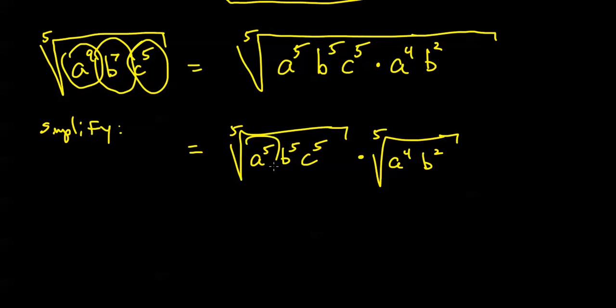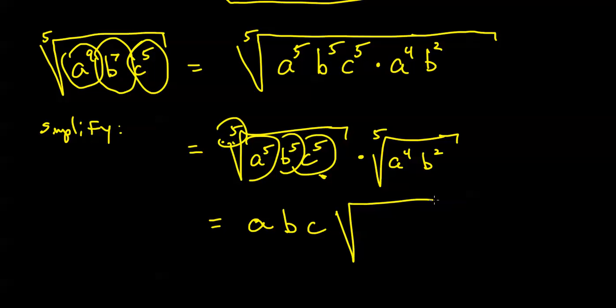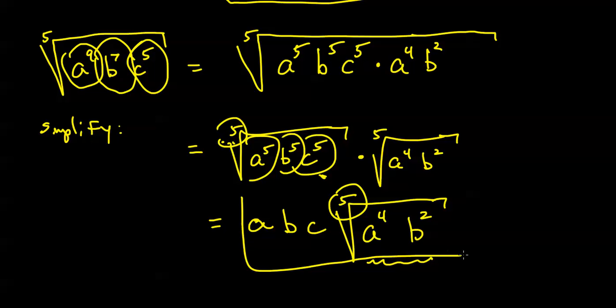Of course, I can just mow these down now. The fifth root of a to the fifth is a. The fifth root of b to the fifth is b. The fifth root of c to the fifth is c. Times the fifth root of a to the fourth, b squared. Again, you're in simplified radical form when there are no factors under the root sign that have an exponent greater than or equal to your index. In other words, all your exponents under the root sign are less than your index. So I call this simplified radical form for your original expression.